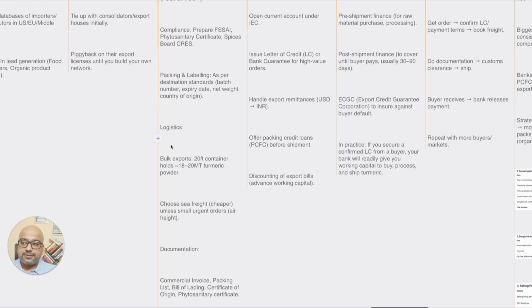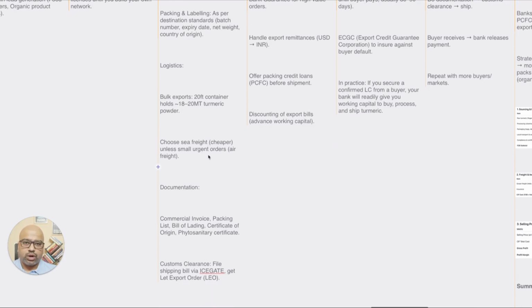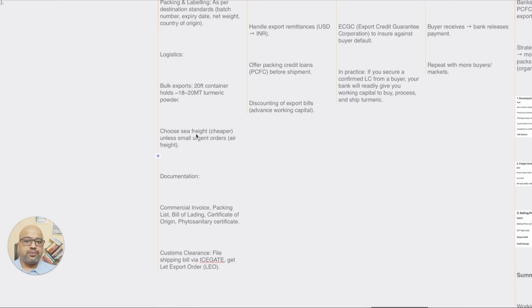And logistics. For bulk export, a 20-feet container is good enough for turmeric powder. It's around 18 to 20 metric tons, depending on what kind of packaging it is. Choose sea routes for a cheaper option. If you want a faster one, and the buyer is ready to pay, you can do an air shipment also. At the end of the day, you're not investing the money, it's your buyer who's going to pay, so it's okay, any which way. And if you're sending out samples, please do it by Indian Postal Service. In today's time, they are the cheapest and the best option possible. So look out for that.